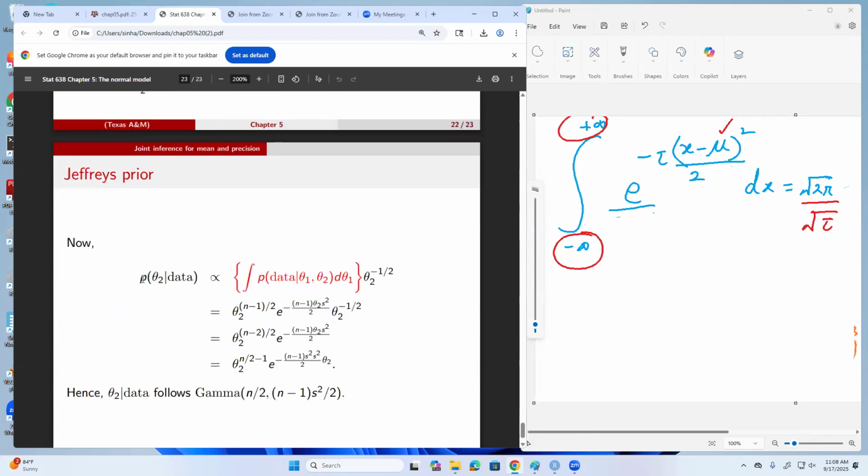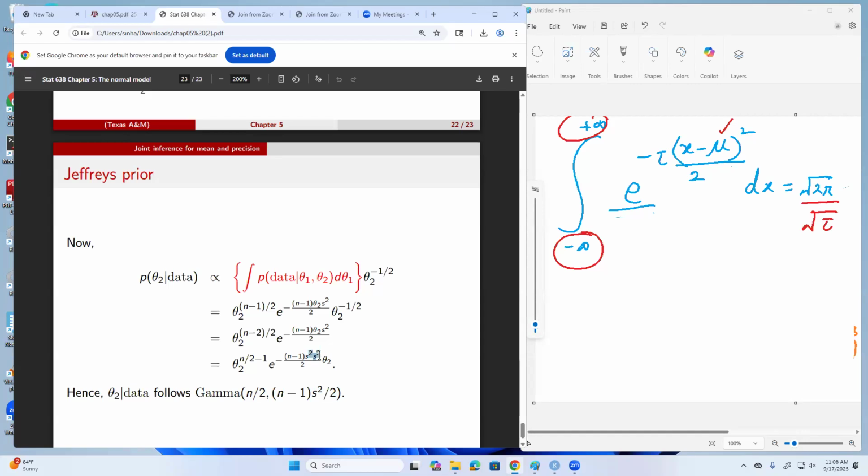Now the posterior distribution of theta 2 given data is this guy times the prior distribution, theta 2 to the power minus half, which is the Jeffreys prior. This is theta 2 to the power n over 2 minus 1 and this guy. So theta 2 given data follows a gamma distribution with shape n over 2 and rate parameter (n minus 1) s square over 2. There are a lot of typos. I will correct them today.